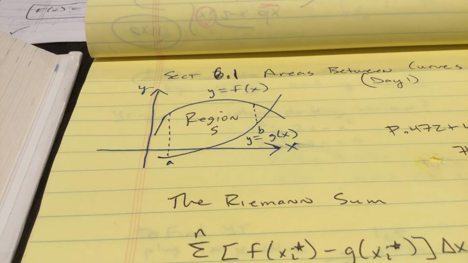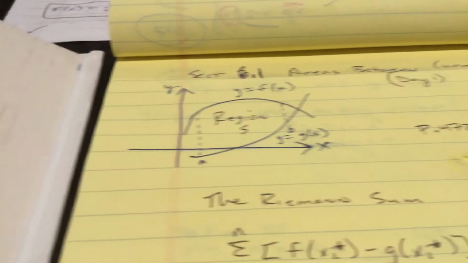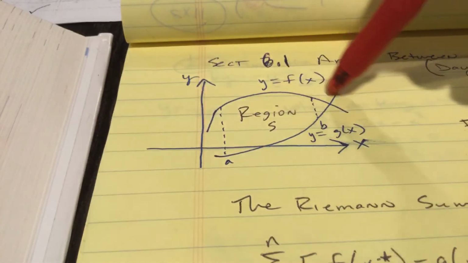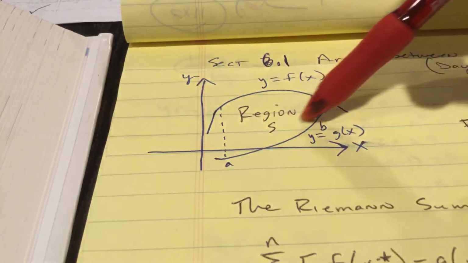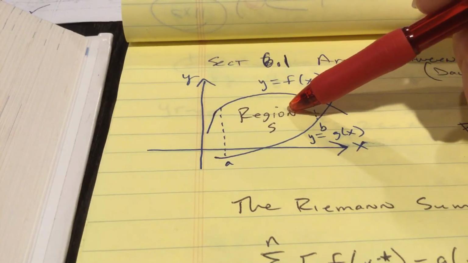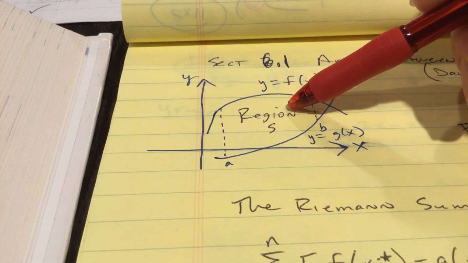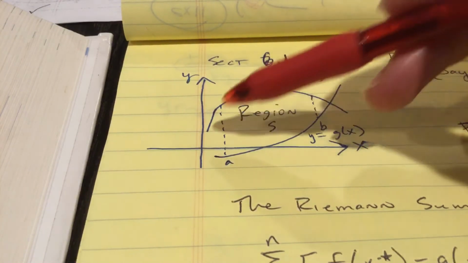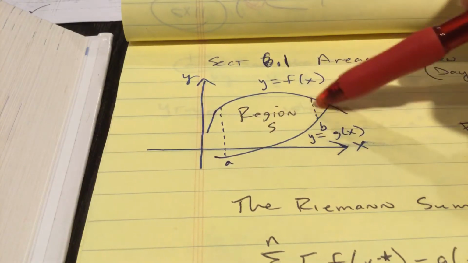All right, here's what I want you to do. Please draw this xy coordinate plane as such. Y equals f of x is kind of this curve above here. Y equals g of x is this curve right there. Make it look something like that. Region S is the area bounded by these curves from a to b. This area right in here.